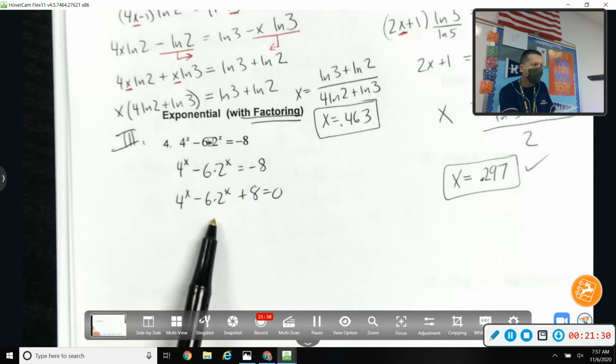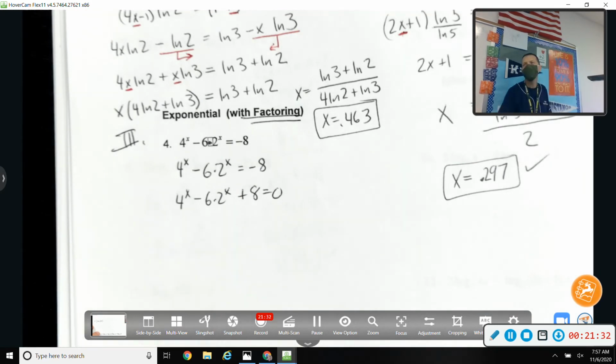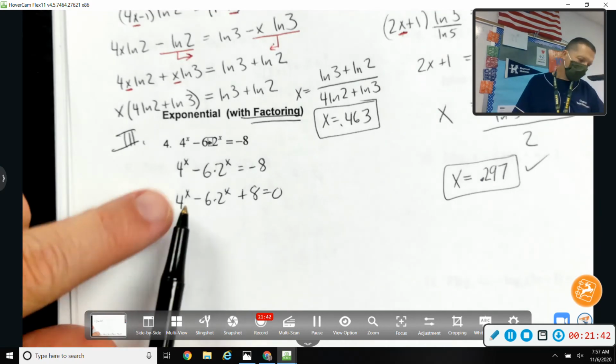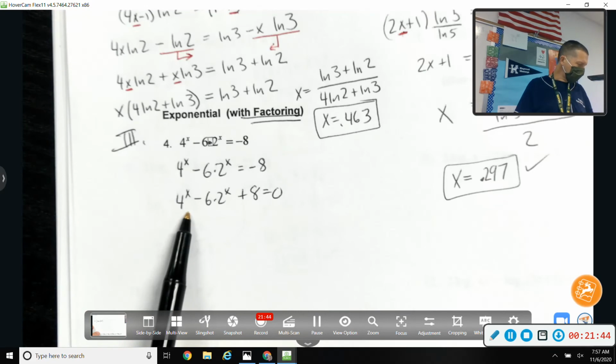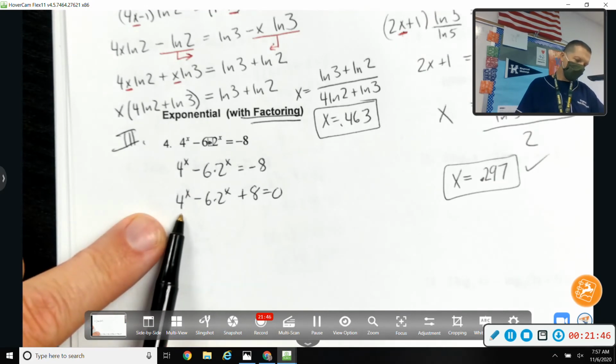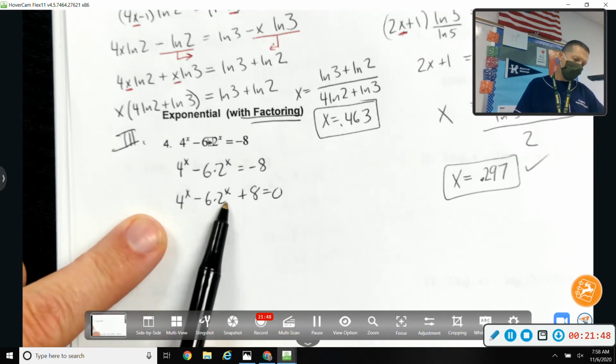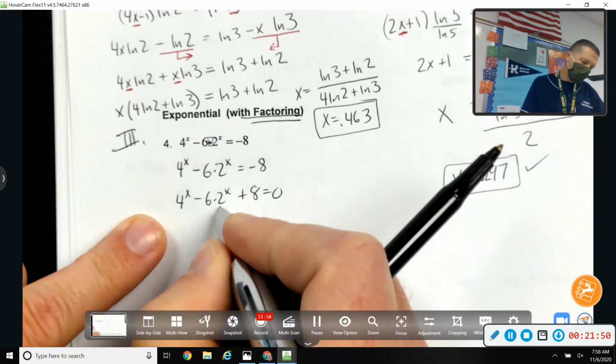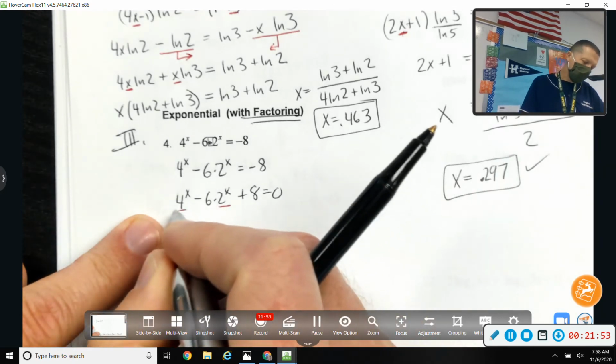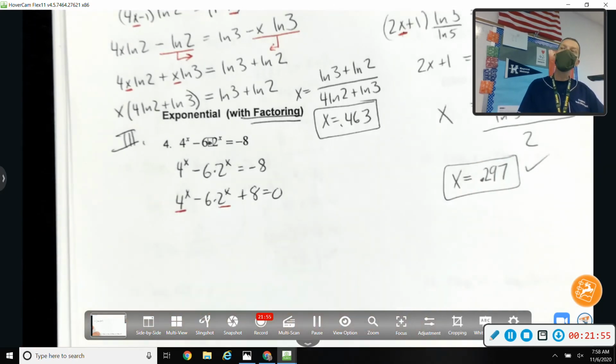No one's going to tell me that 6 times 2 to the x is 12 to the x, right? We're not going to do that, because exponents have to come before multiplication. What's a different way I could write 4, especially looking at the rest of this problem? 2 times 2, or I could write it as 2 squared.